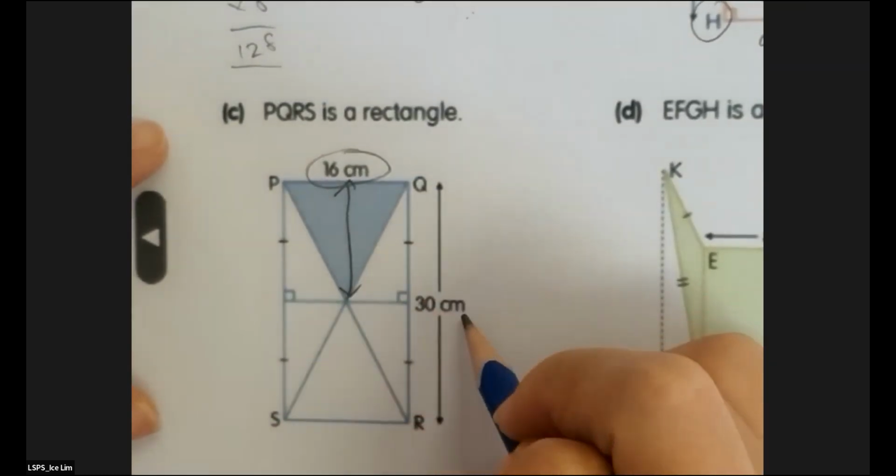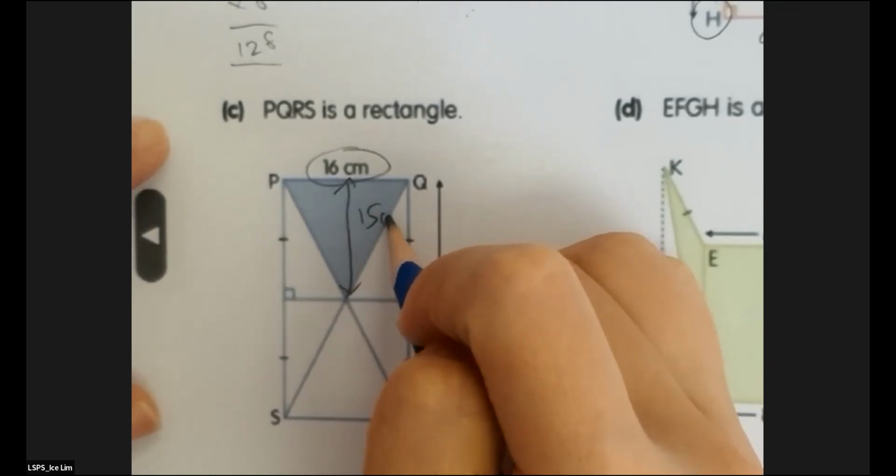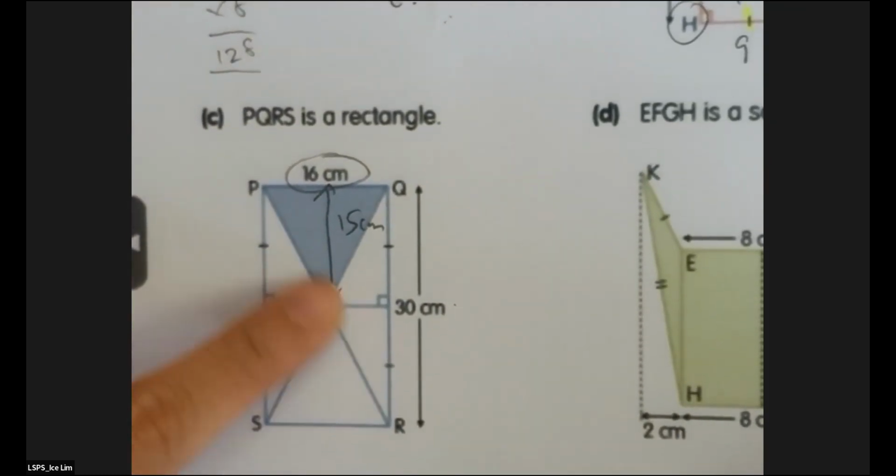Very good. 30 divided by 2. The height is 30 divided by 2. That's 15 centimeters. So for this one, this shape here, pretty simple.